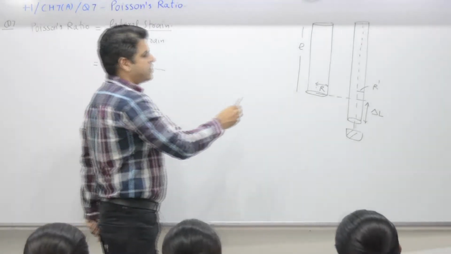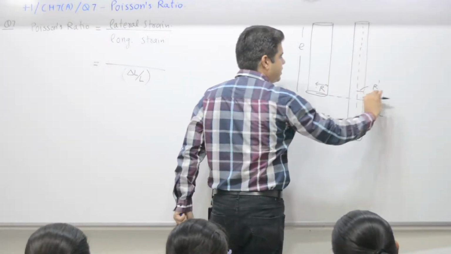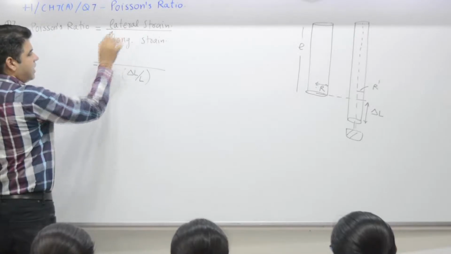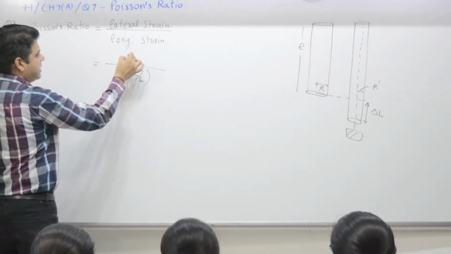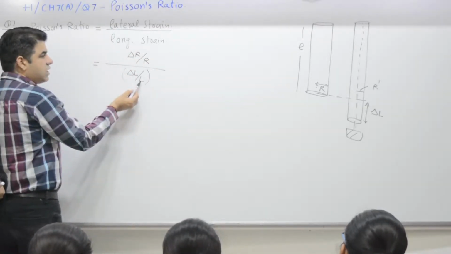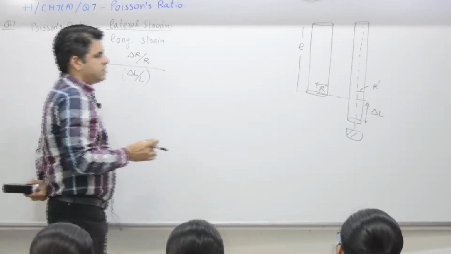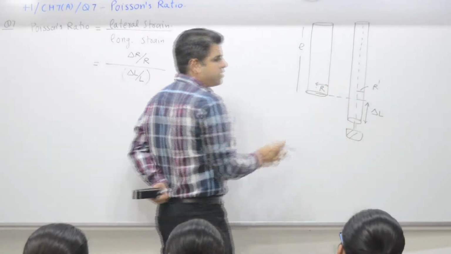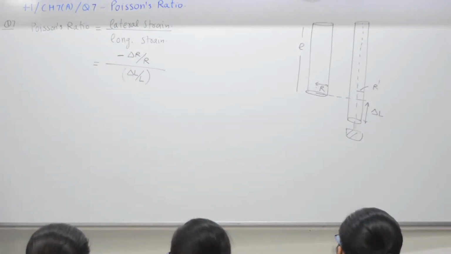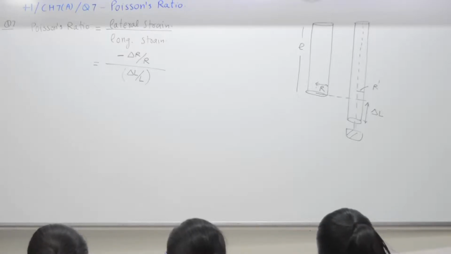Lateral means in a direction perpendicular to length, that means transverse. So you can say lateral is another name for transverse. Lateral strain is change in radius over original radius. If you increase the length, delta L is positive, so R dash will be less than R. That is why the sign is negative. So Poisson's ratio is lateral strain to longitudinal strain: minus delta R by R divided by delta L by L. Negative sign shows that if length increases, radius decreases.